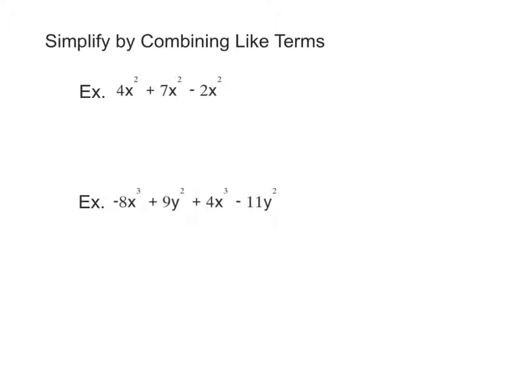What we're going to practice is actually combining similar terms. Anytime you have variables with the same exponent, you can combine them together. So this first one, every single term is an x squared. So all of them can be combined together. I have 4 of them, another 7, and then a negative 2. Altogether, this is 9x squared.